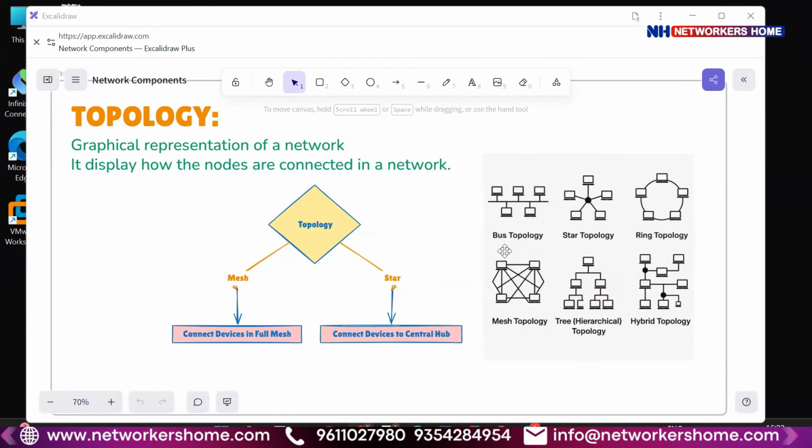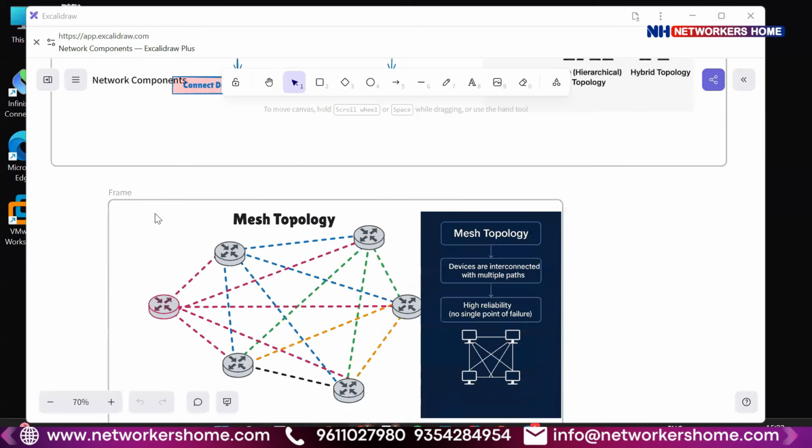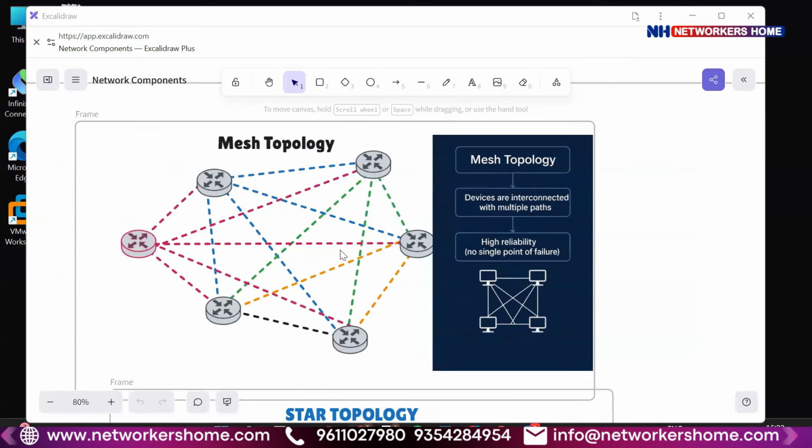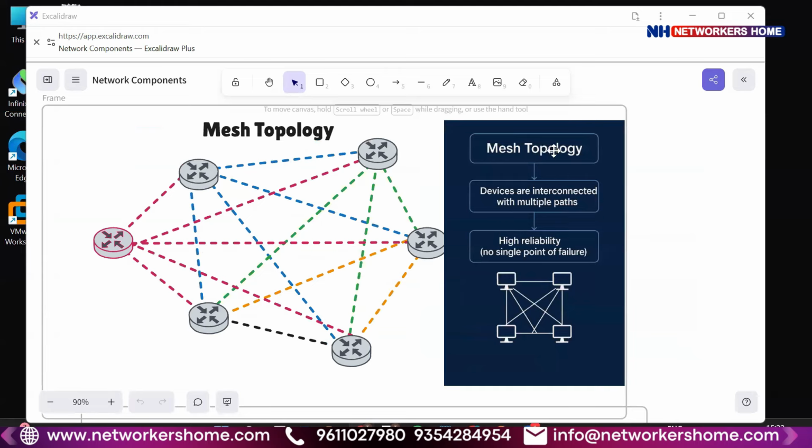We will learn there are multiple types of topology: bus, star, ring, mesh, tree, hybrid. First, we will learn what is mesh topology and then star topology. Then we will go to the other ones. First, mesh topology. Mesh topology means devices are interconnected with multiple paths. High reliability, no single point of failure.